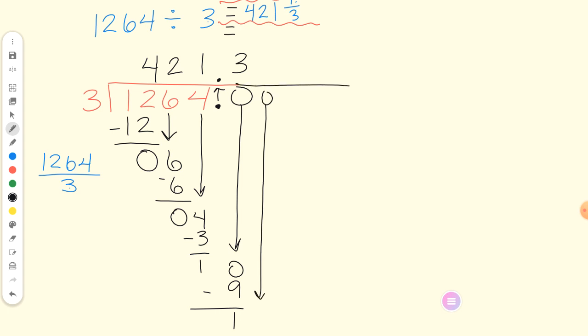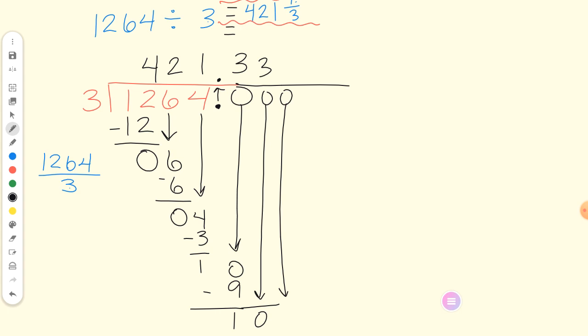And notice when I'm adding zeros, am I adding them in the answer or in the problem? I'm adding them in the problem because I'm just adding them to the 1,264. That would be 10. How many times does 3 go into 10? 3. I'd add another 0.